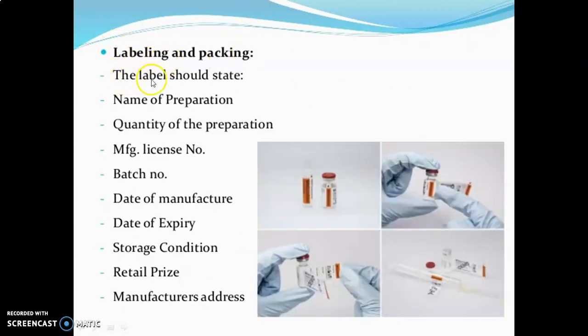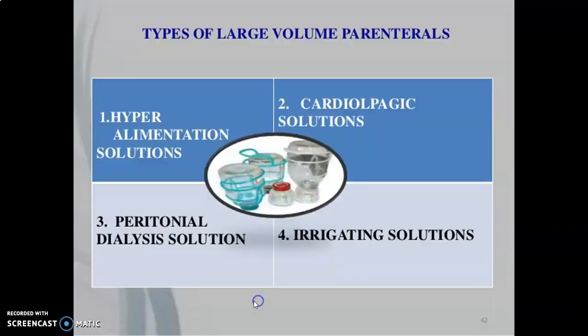Labeling and packaging. The label should state the name of the preparation, quantity of the preparation, manufacturing license number, batch number, date of manufacturing, date of expiry, storage condition, retail price and manufacturer's address.